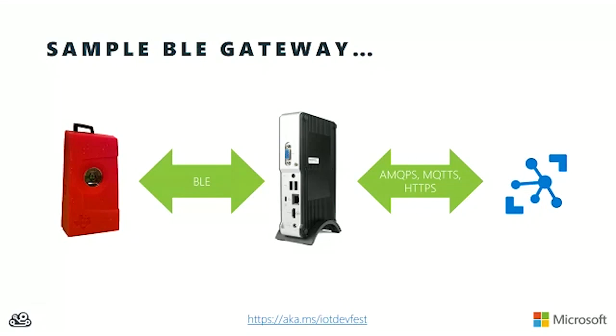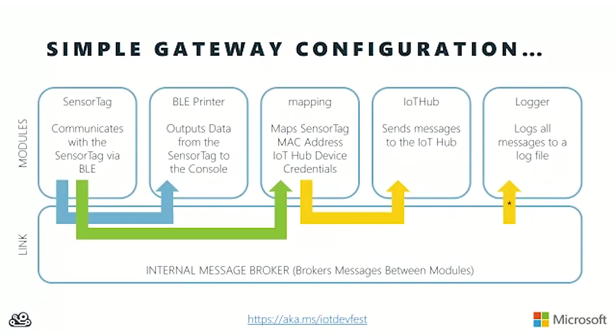So this is the flow or the configuration of my gateway. At the bottom layer inside an Azure IoT gateway is this concept of a broker. This is built into the pre-developed gateway solution: this message broker. And this is internal, meaning it's just within the gateway itself.